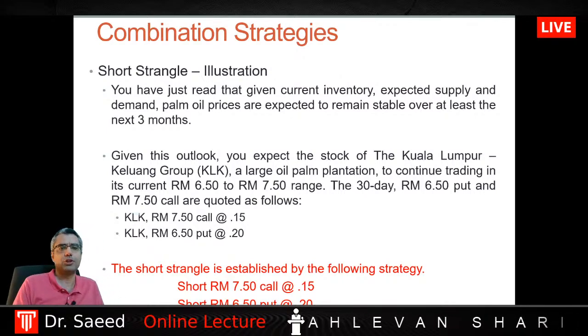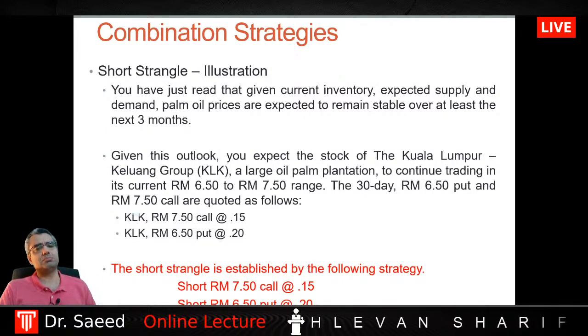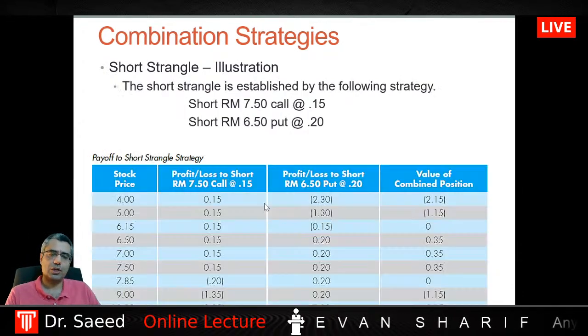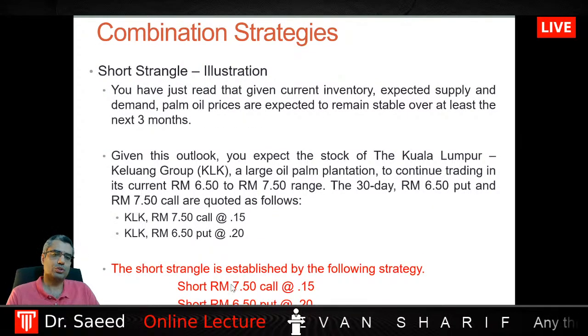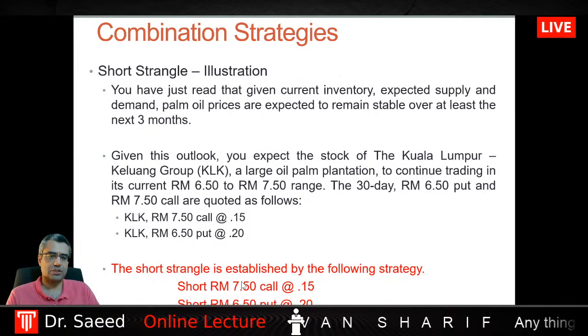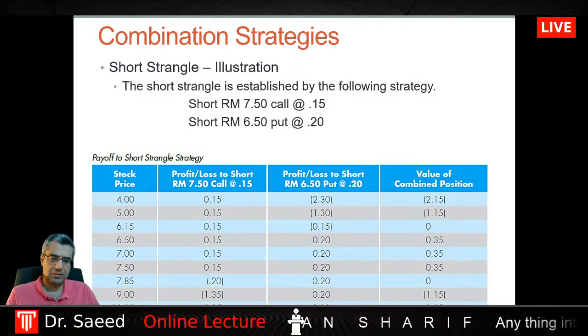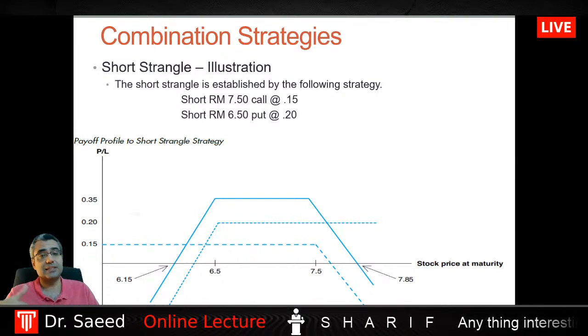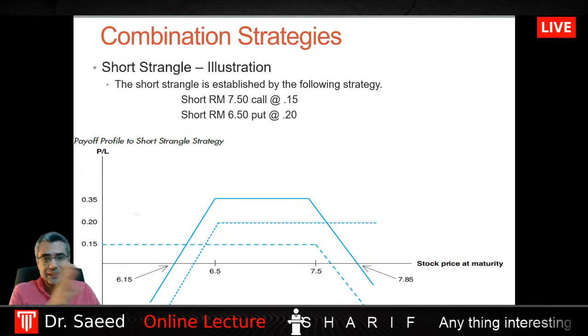And the last one, short strangle. So again, very similar to short straddle, but it has a range. How to implement: short call, short put at different exercise prices. You can do the same calculation and you will get this one. And this happens when you believe the price in the next 3 months will be moving in this range.